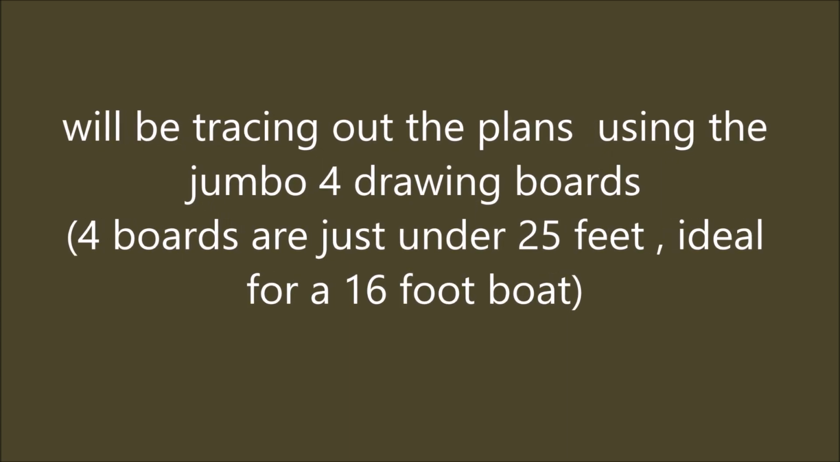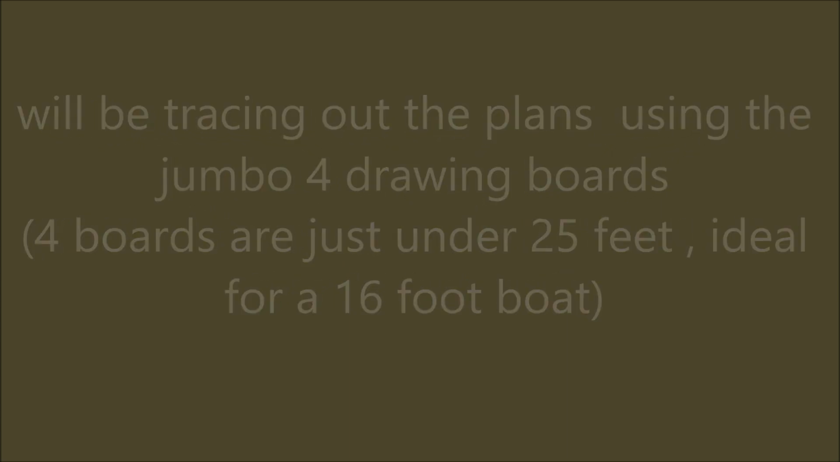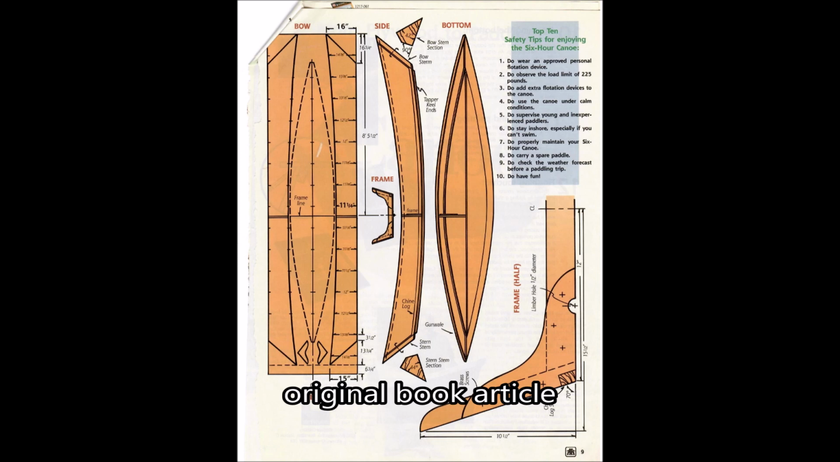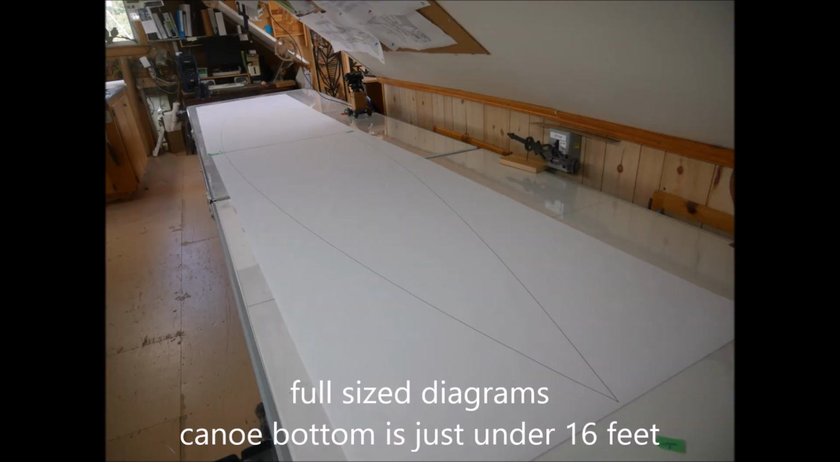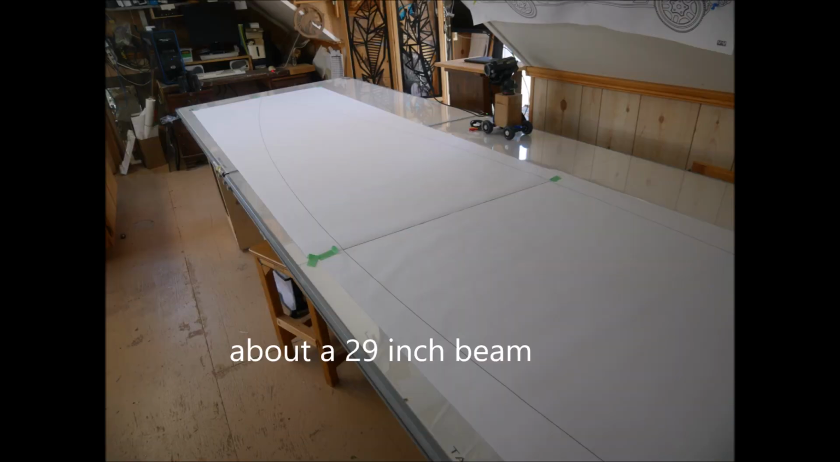Using LogiTrace for the jumbo boards, I'm going to trace out a full-size flat-bottom canoe. This was the magazine article that I'm going to use. My jumbo setup is four boards end-to-end. The diagram shown here is full-size, just under 16 feet long on the four boards.